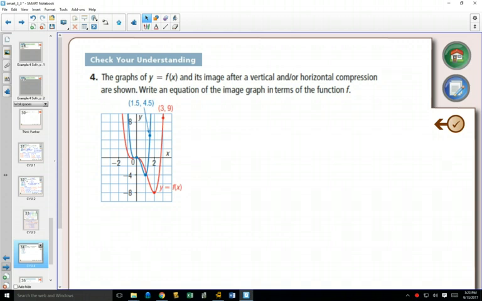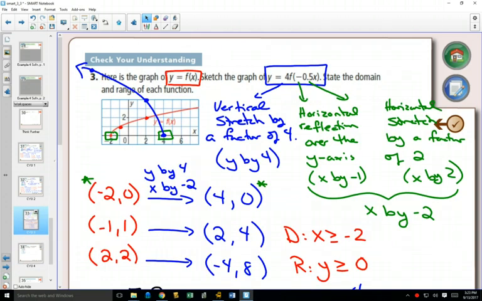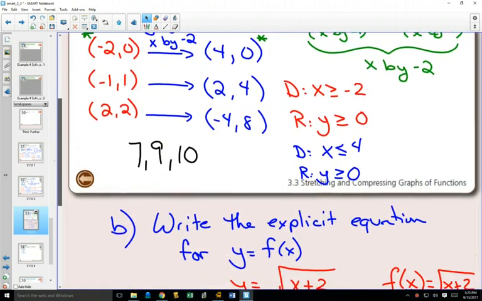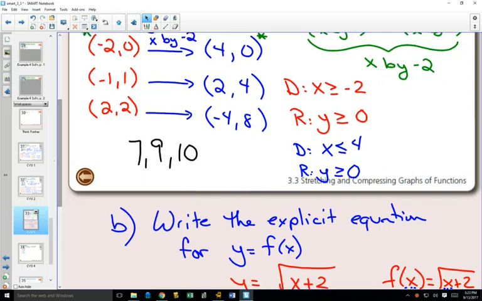I was going to go to example 4. We've got 7 minutes left. I do want you to practice these questions. I think we can make up that question tomorrow. So I'll get you to work on 7, 9, and 10 right now.